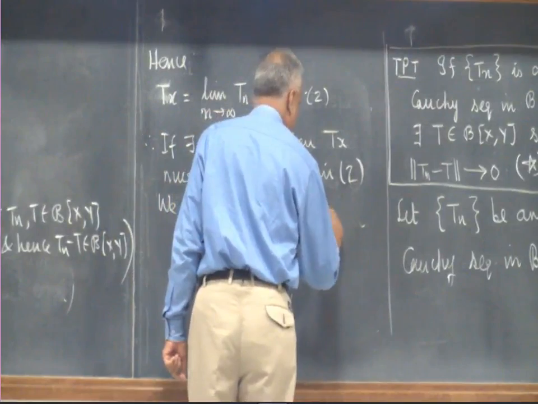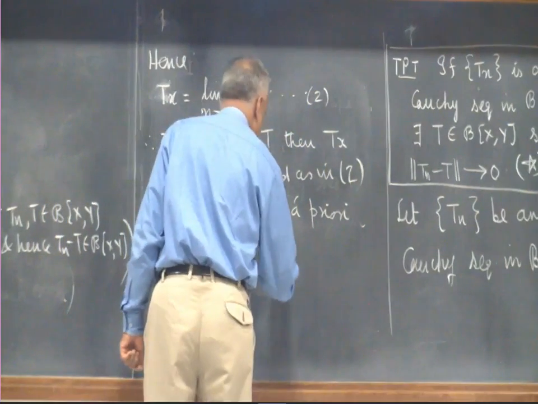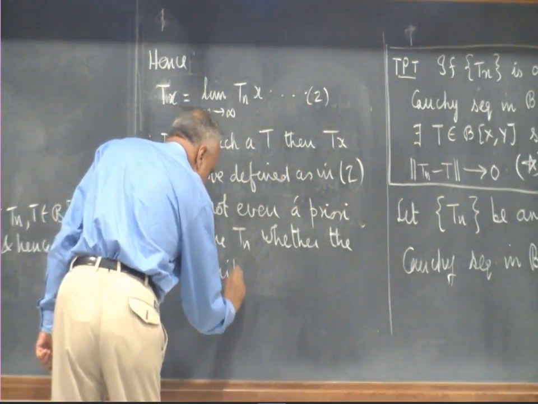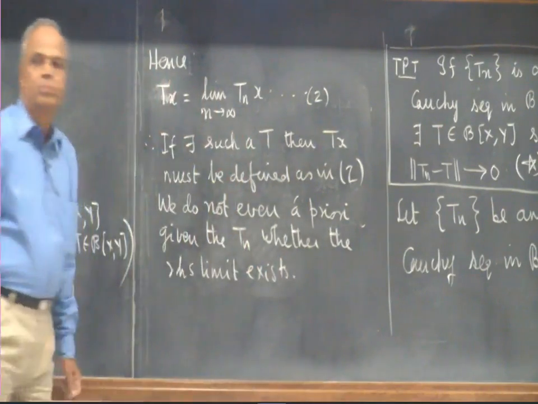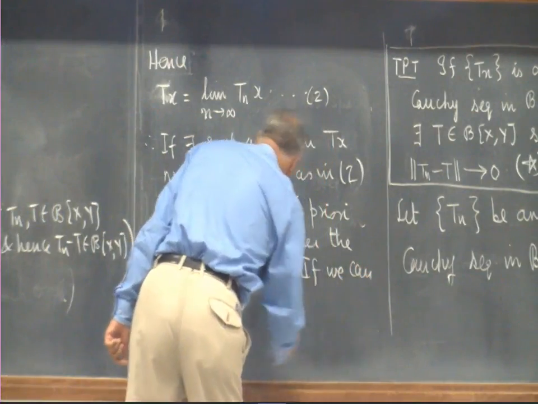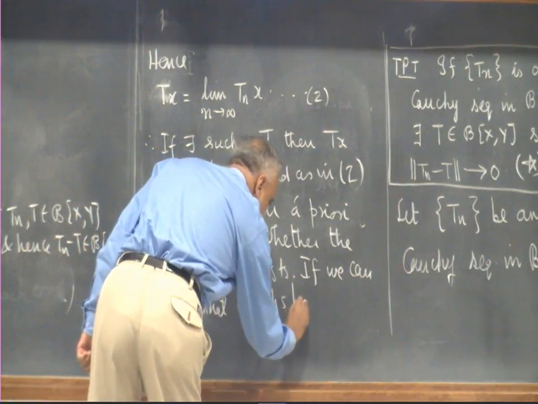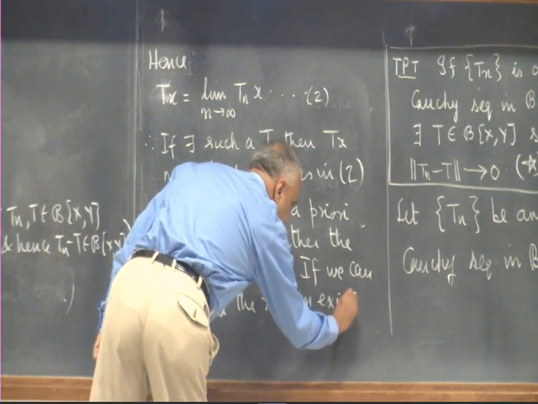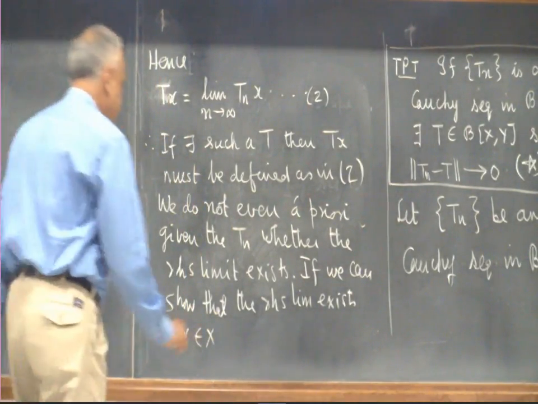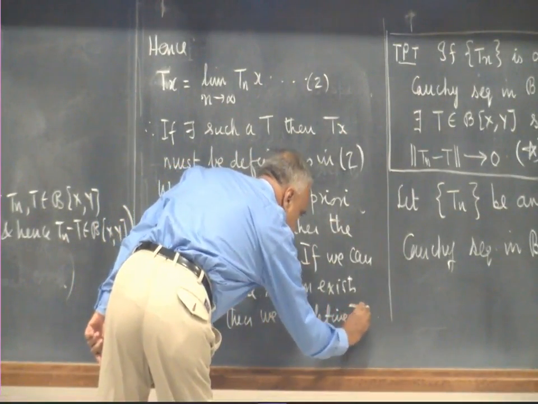a priori, given the T, given the Tn, whether the RHS limit exists. If we can show that the RHS limit exists for every x in X, then we can define T by 2.